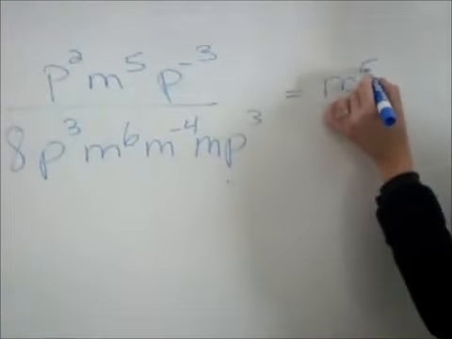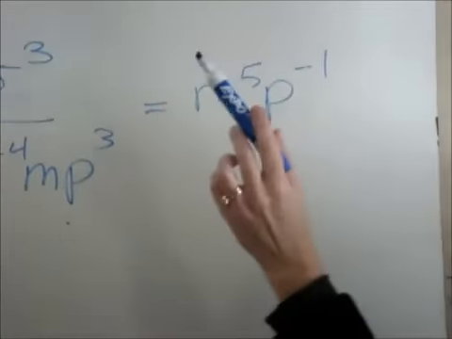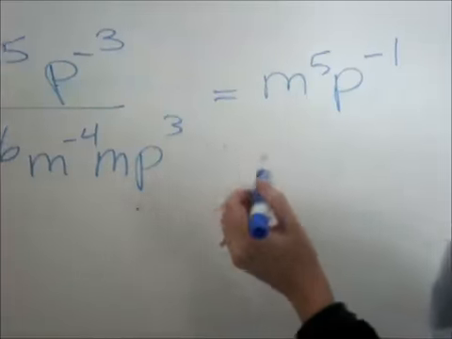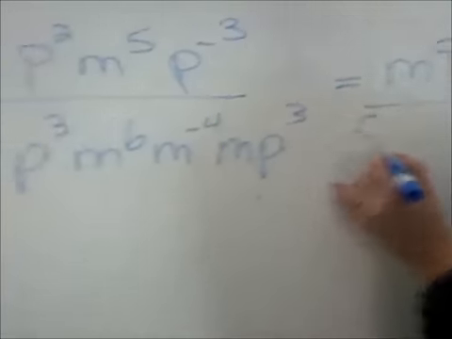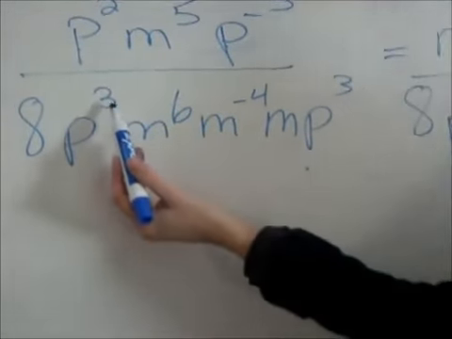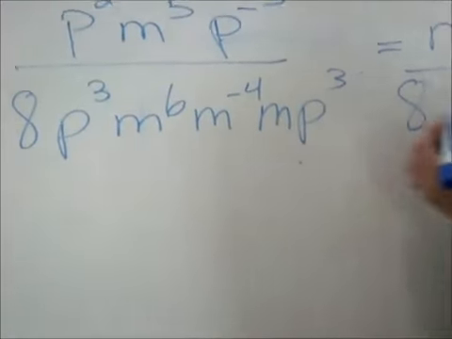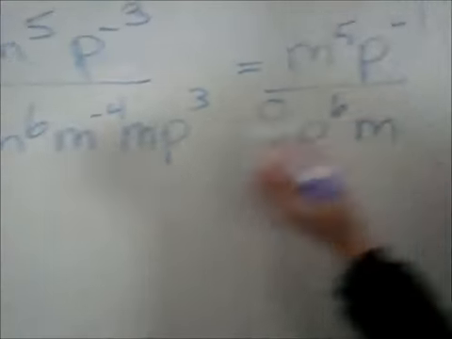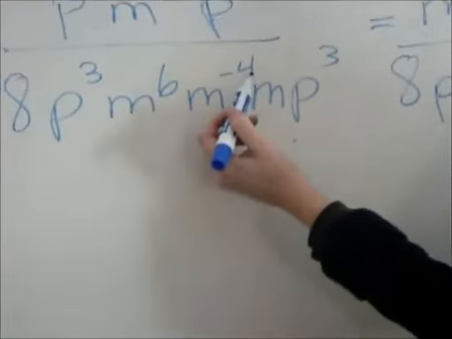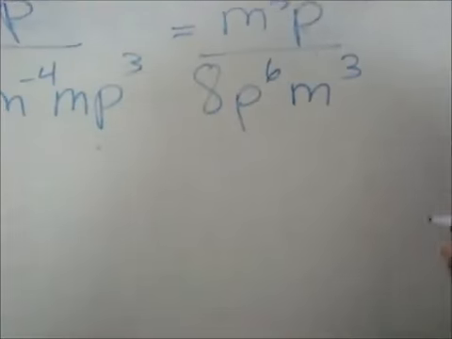So we have m to the 5th, p to the negative 1. Hopefully I didn't forget anything. Then on the bottom, we get 8. Here's our p. We get 3 plus 3 is 6. And then m's, we get 2 plus 1 is 3.